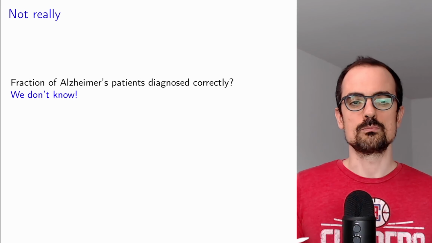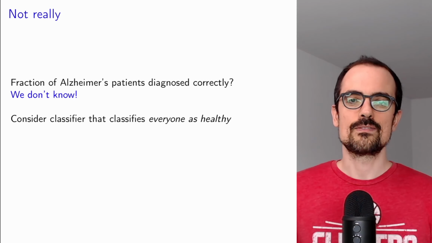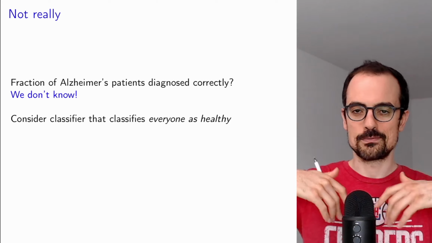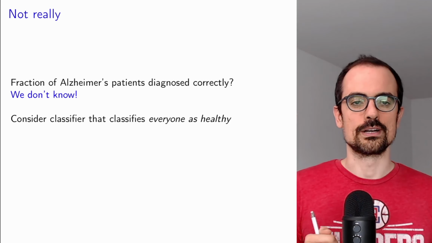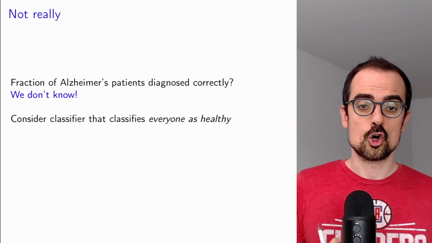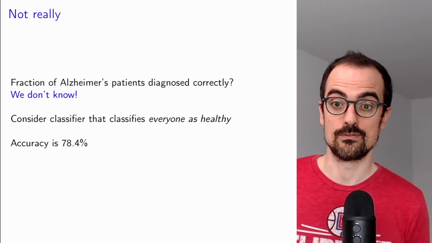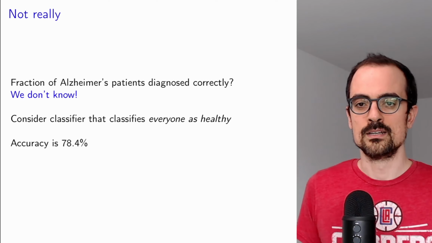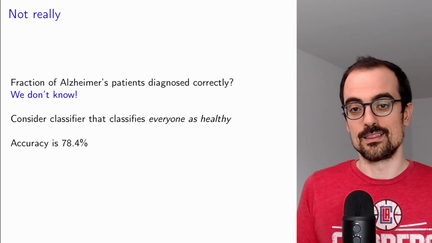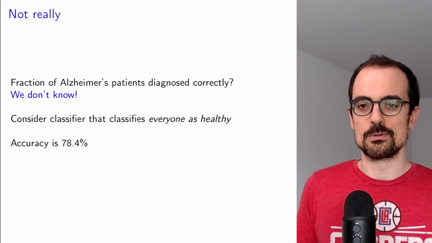To drive this important point home, consider a classifier that classifies everyone as healthy, not even looking at the features. Everyone is healthy. End of story. Well, actually, that classifier on our test data set achieves an accuracy of 78.4%, which is really not too bad. Why? Because most people are healthy. 78.4% of the people are healthy.